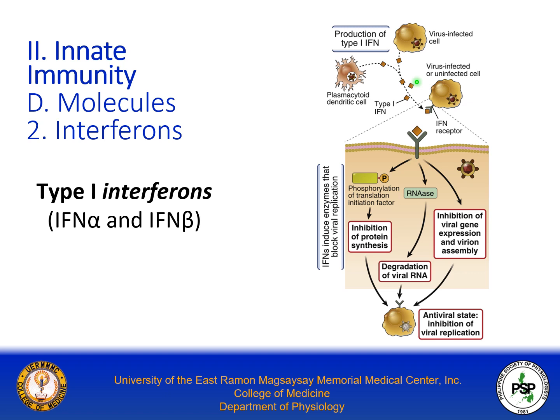And they induce the signaling pathways that induce expression of enzymes that interfere with viral replication at these different steps. So these steps are the inhibition of protein synthesis, degradation of viral RNA, inhibition of viral gene expression, and virion assembly. Although not shown here, the type 1 interferon also increase infected cells' susceptibility to cytotoxic T lymphocyte mediated killing.